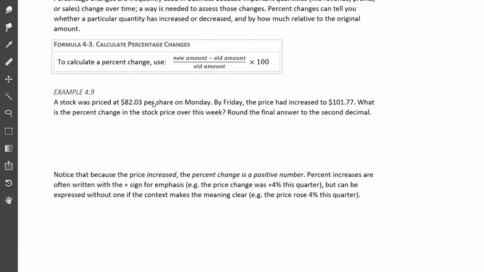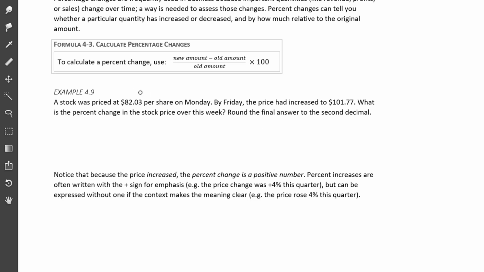Example 4.9 says, a stock was priced at $82.03 per share on Monday. By Friday, the price had increased to $101.77. What is the percent change in the stock price over this week? Round the final answer to the second decimal.